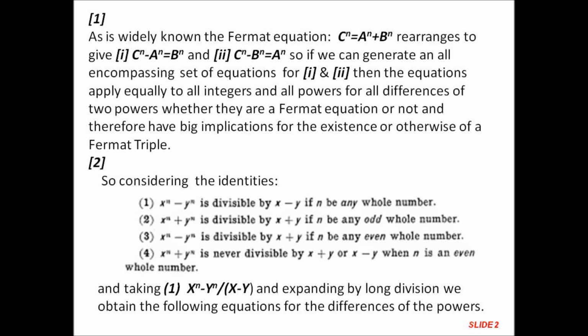So if we can generate an all-encompassing set of equations for 1 and 2, then the equations apply equally to all integers and all powers for all differences of two powers, whether they are a Fermat equation or not, and therefore have big implications for the existence or otherwise of a Fermat triple.